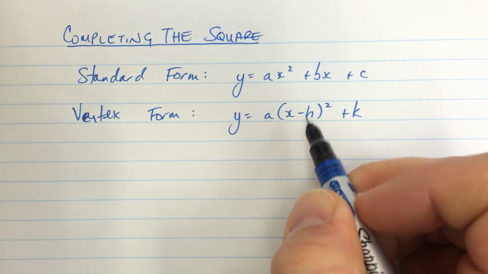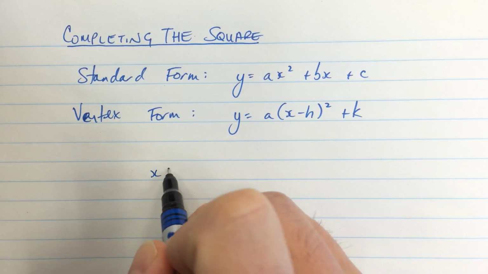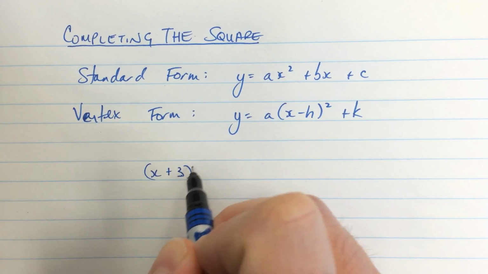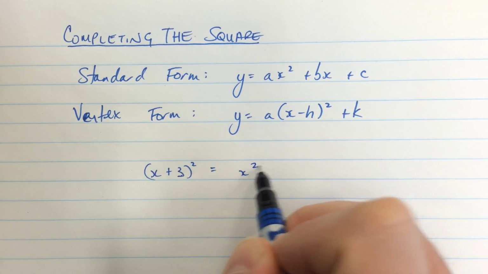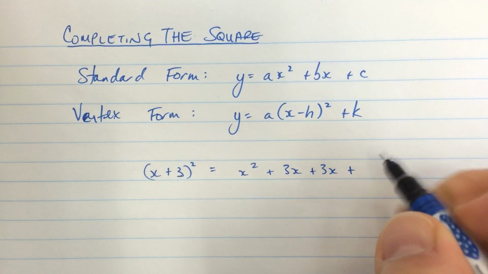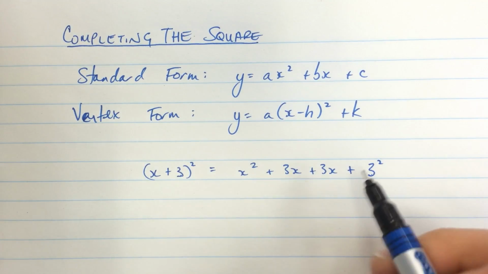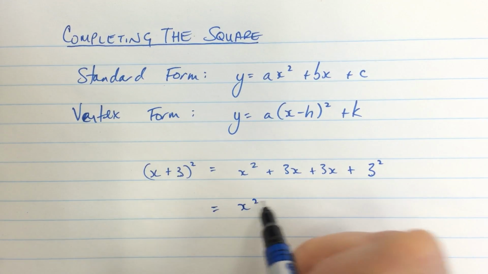Now remember, when a binomial is squared, we have a nice pattern to it. I'll just give you an example here. Remember this one. X plus 3 squared is going to be x squared plus 3x plus 3x plus 3 squared, or 9. Or I'll just rewrite that one more time.